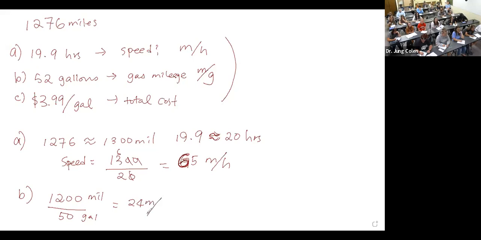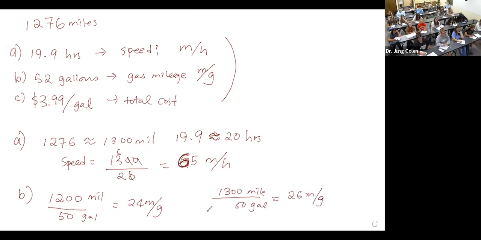24 miles per gallon. Maybe some of you had a different answer because your rounding could be different. That's okay, right? So is there anybody who rounded it differently? Your name? I'm Camden. I rounded 1,276 up to 1,300, and I got 26. Oh, you did a 50 gallon? Yeah. Okay. Then you get 26.